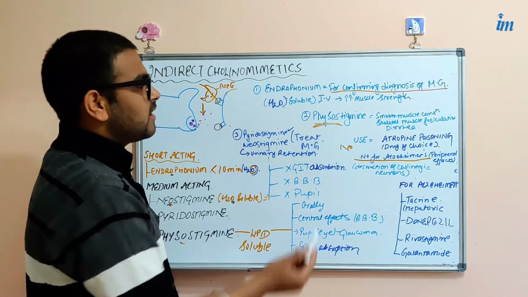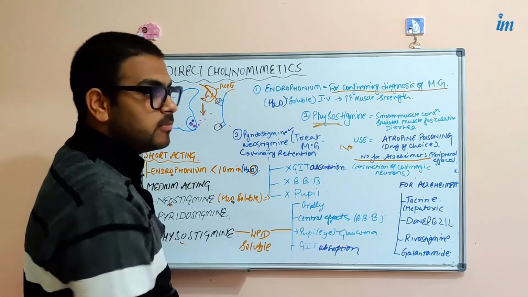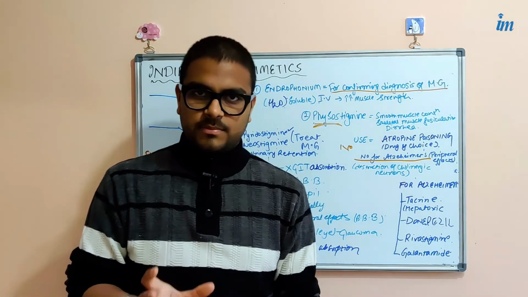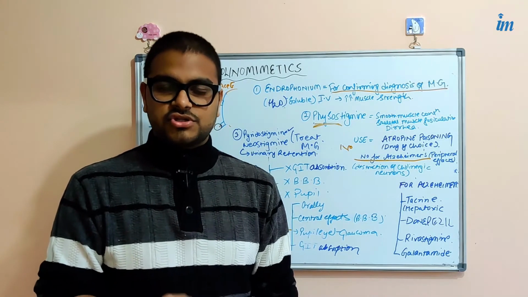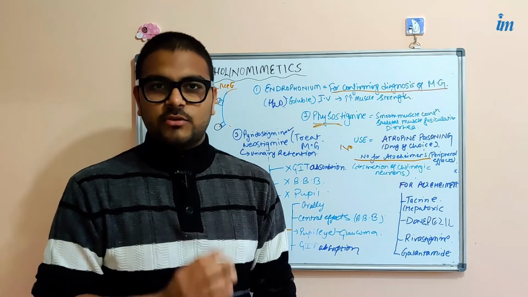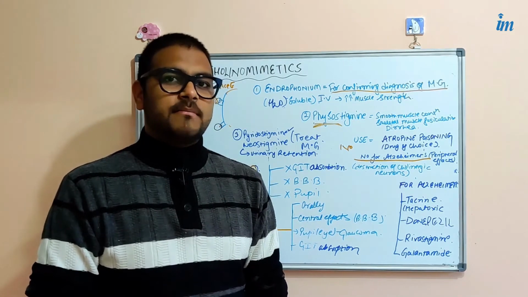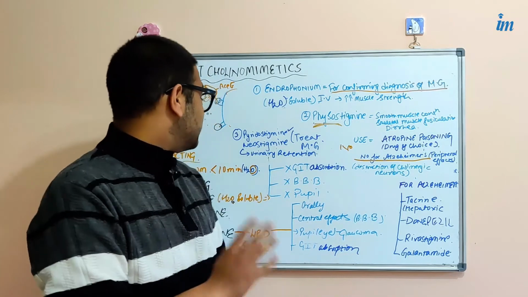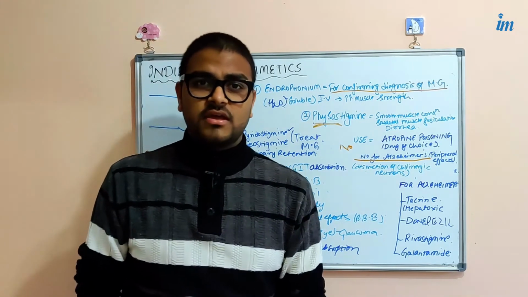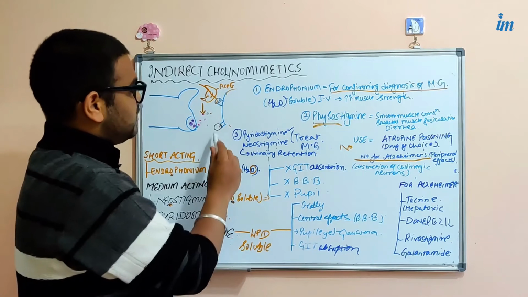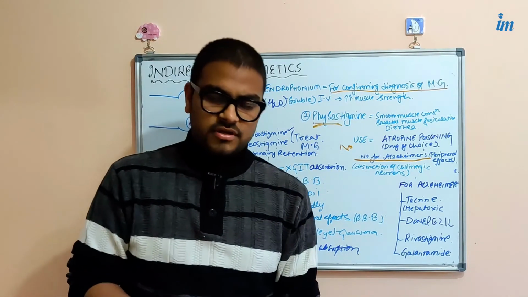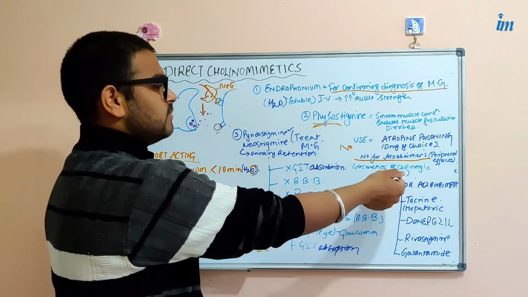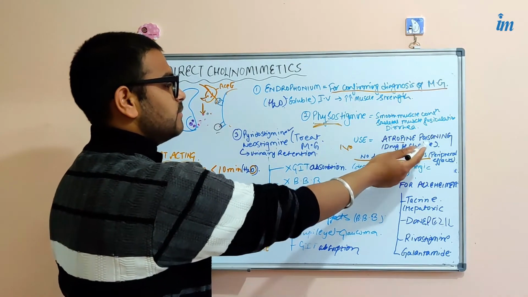Physiostigmine. What will physiostigmine do? It is an indirect cholinomimetic drug, and it will increase the concentration of acetylcholine in the synaptic cleft. Due to the increase in concentration of acetylcholine in the synaptic cleft, it will competitively bind for the receptor with atropine. So it will compete with atropine for the muscarinic or the nicotinic receptors that are there. So the application of physiostigmine is in atropine poisoning.